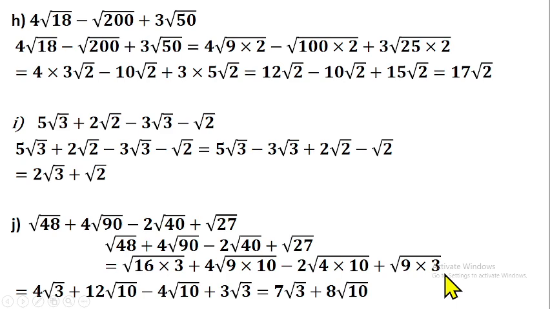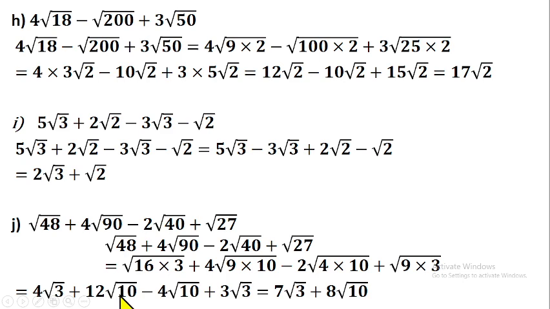So what is √16? That will be 4. Then we cannot simplify √3 again. That will be 4√3. So that means √48, when you simplify it, will give us 4√3. Plus, what is √90? What is √9 here? That is 3. Then 3 times 4 will give us 12. We are left with √10. So we have 12√10 in there. Then what is √4? That is 2. 2 times 2 here will give us 4. Then that means you have a minus 4√10 from here as well. Then what is √9? That is 3. 3 times √3 will give us 3√3. Which I believe you understand that now.